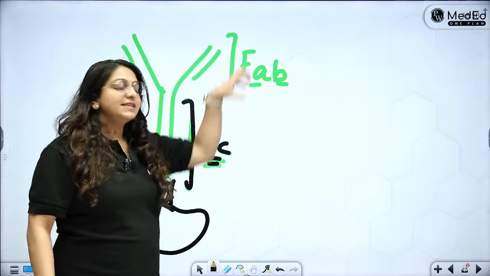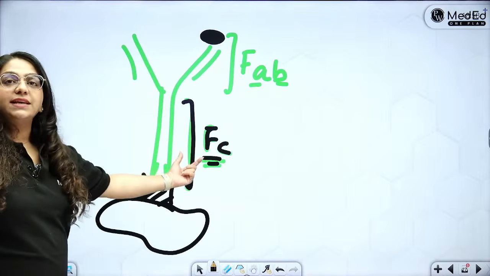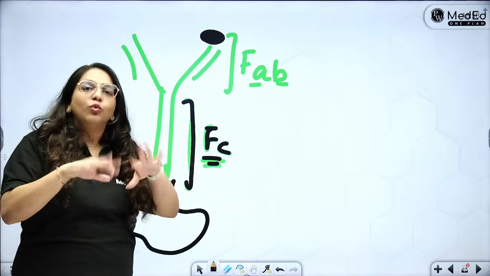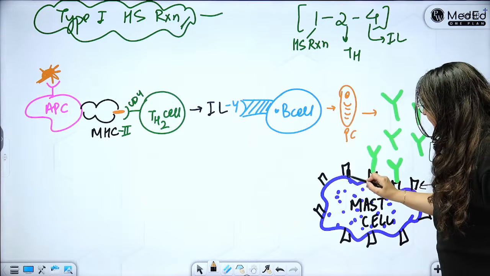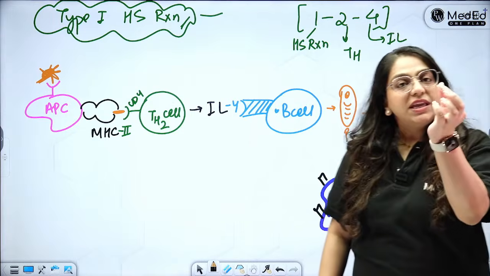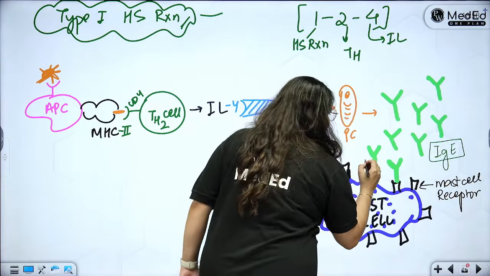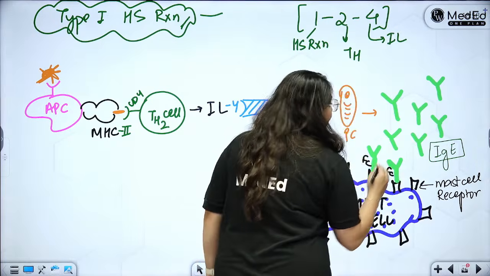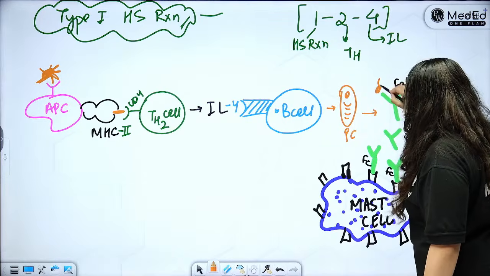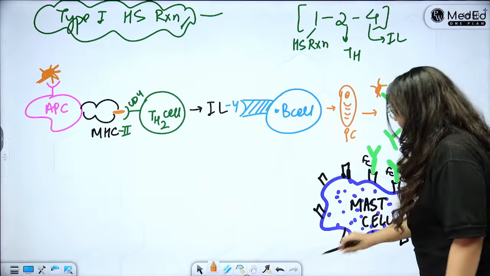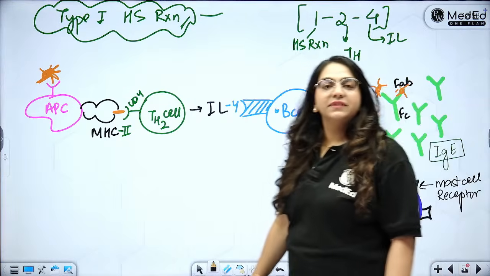So, the Fab portion is where the antibody binds an antigen, and the Fc portion is where the antibody binds the cells of my own body. The same thing is happening here. The mast cell has receptors for these IgE's Fc portion. So now this is the Fab portion which will bind this allergen, and this is the Fc portion from where it will bind to the mast cell.